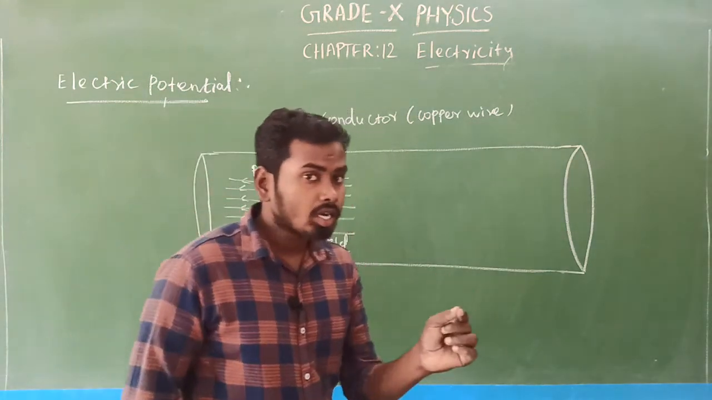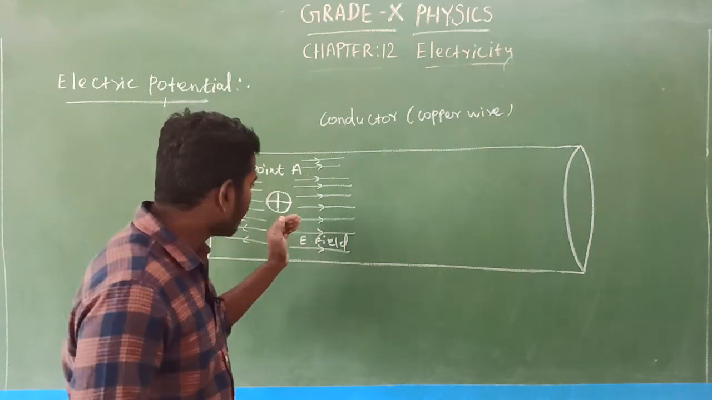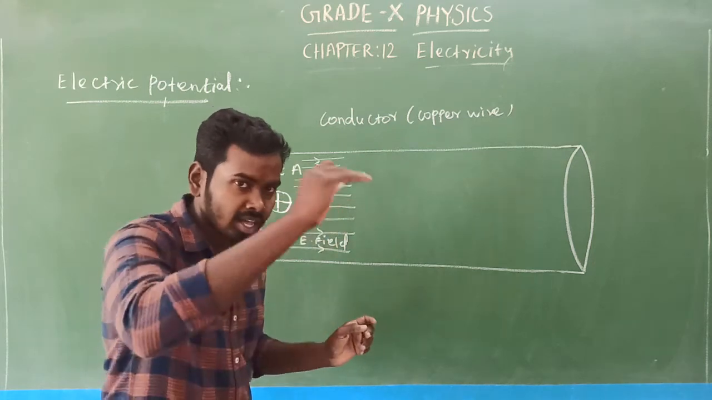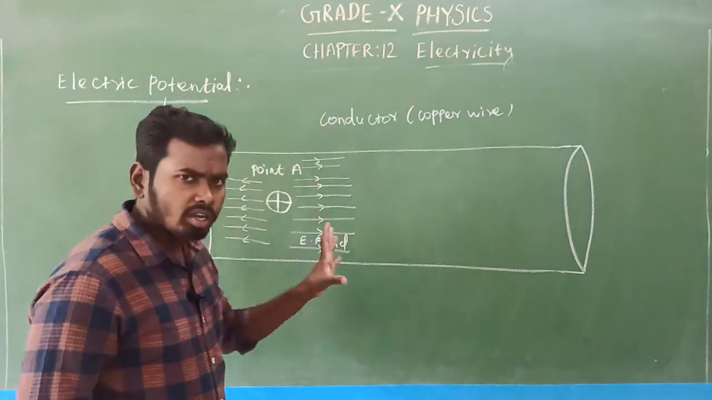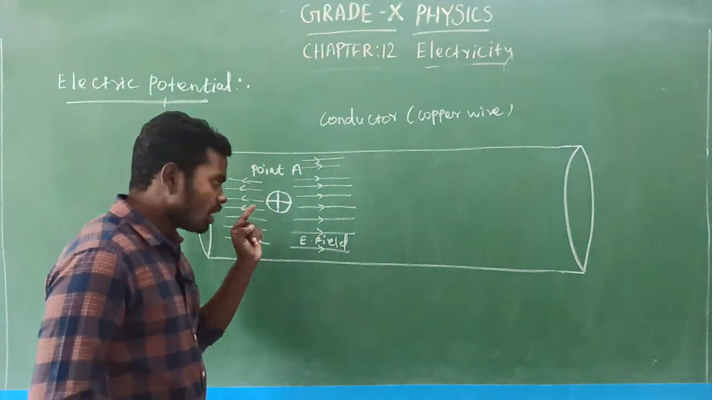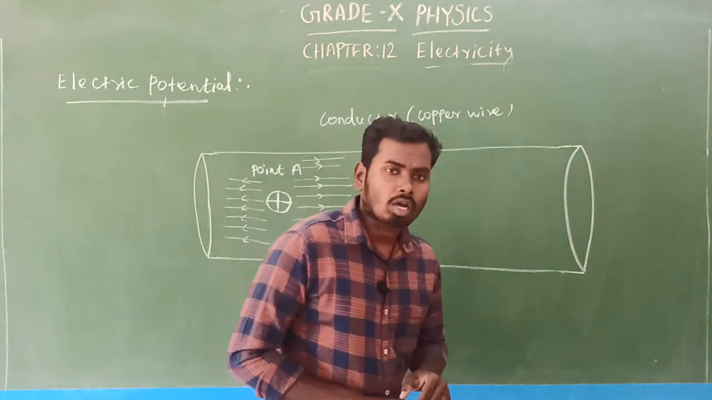See, whenever a charged particle is there, it creates an electric field around it. What is that? An electric field around it in all directions, not in only one direction, all the directions. Is it clear? Yes. Consider another one charge.